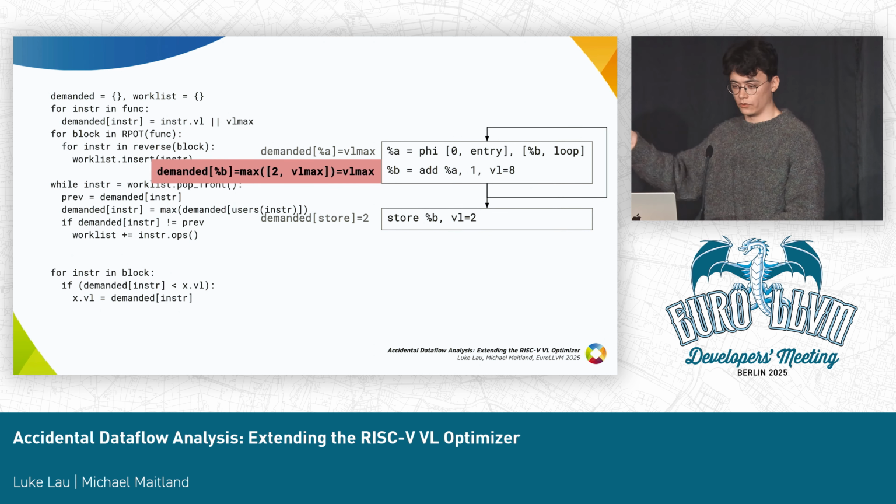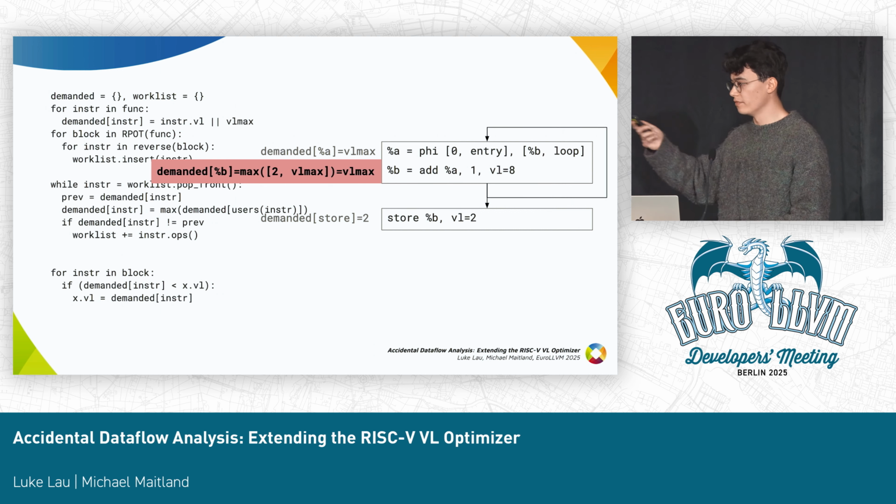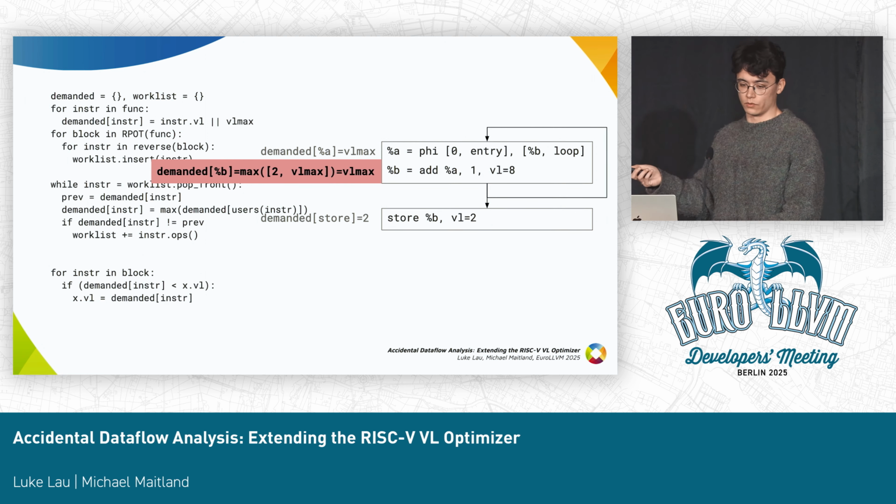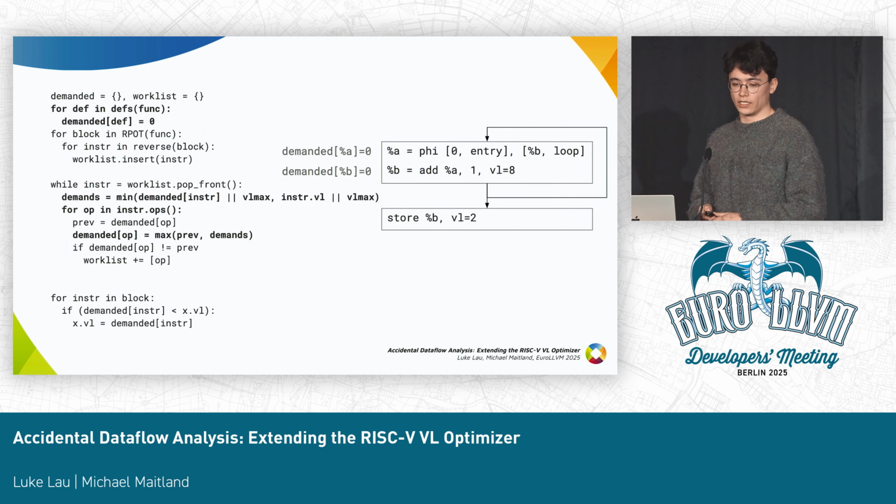It's because this phi node still has a demanded VL of VL max, right? And it's one of the users of B. So we needed to go ahead and fix this, and what we had to fix was the fact that we're too conservative in our initial demanded map. We had to relax this. So now instead of initializing the demanded VL map to the initial VL operand of every instruction, we're going to go ahead and assume nothing is demanded.